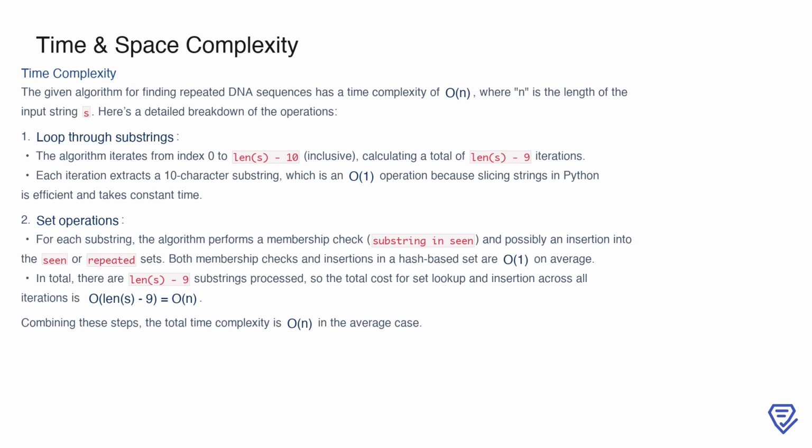Next, for each substring, the algorithm checks if it exists in the seen set and possibly inserts it into either the seen or repeated sets. These operations, membership checks and insertions, are also O(1) on average since sets in Python are implemented as hash tables. Combining the substring extraction and set operations, we process len(s) - 9 substrings, leading to a total cost of len(s) - 9, which simplifies to O(n) in the average case.